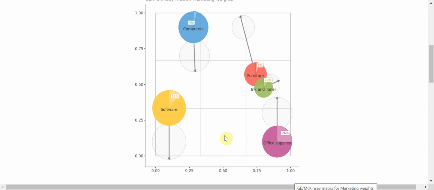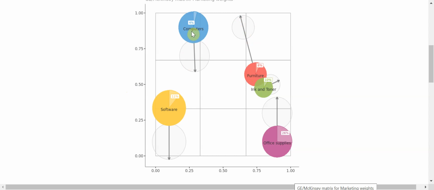In terms of business strength, we are strong in office supplies. But the problem is the industry is not attractive. However, industry attractiveness can grow a little bit in the future. This is the future projection, two years from now. Also furniture: our business strength is good, but the industry is just so-so. However, the attractiveness will increase in the future.